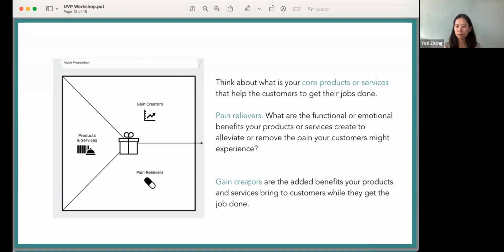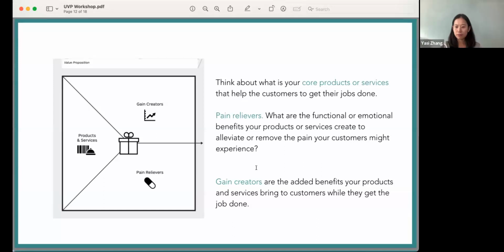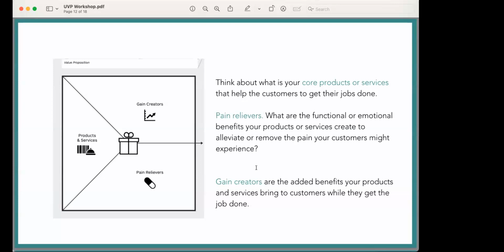Okay, is there any other questions? Hi, Yasi. Yes, to me it's still a little bit blurry how pain relievers differ from gain creators. Because the functionality or the feature of the product is still something that provides benefits to the user or the customer. So that's why I always have some confusion on how to differentiate the two.